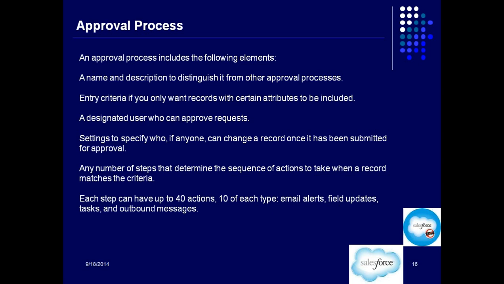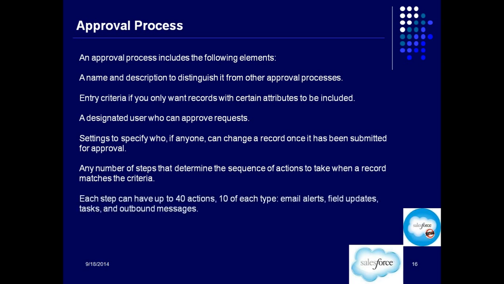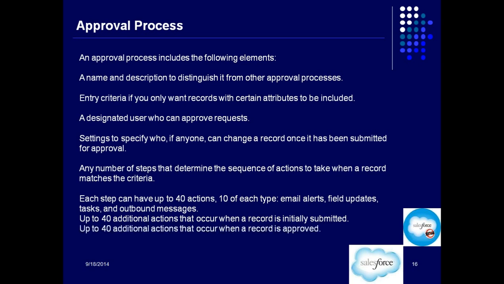Okay. Each step in an approval process can have up to 40 actions. So we are talking about multiple actions here. Now how many actions can we do in an approval process? Each step can have up to 40 actions, 10 of each type. Okay. Email alert, field update, task and outbound message. Fine. Up to 40 additional actions that occur when a record is initially submitted, 40 actions that occur when a record is approved, 40 actions that occur when a record is rejected. Got it?